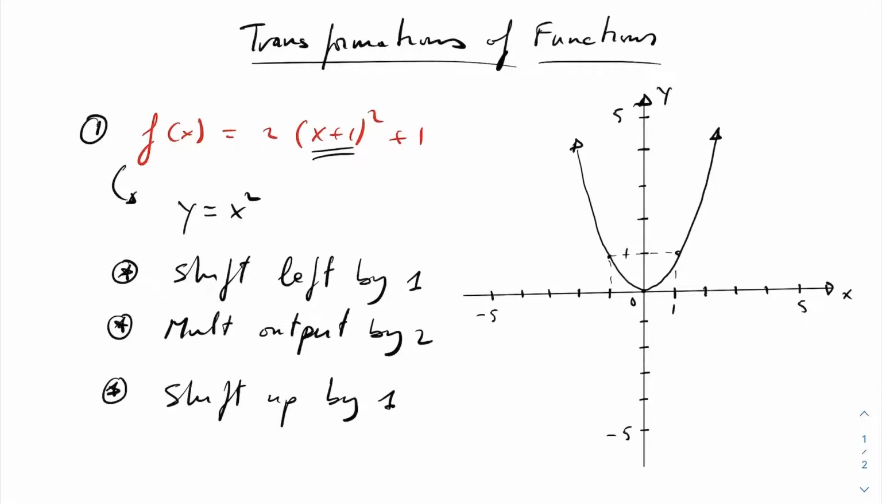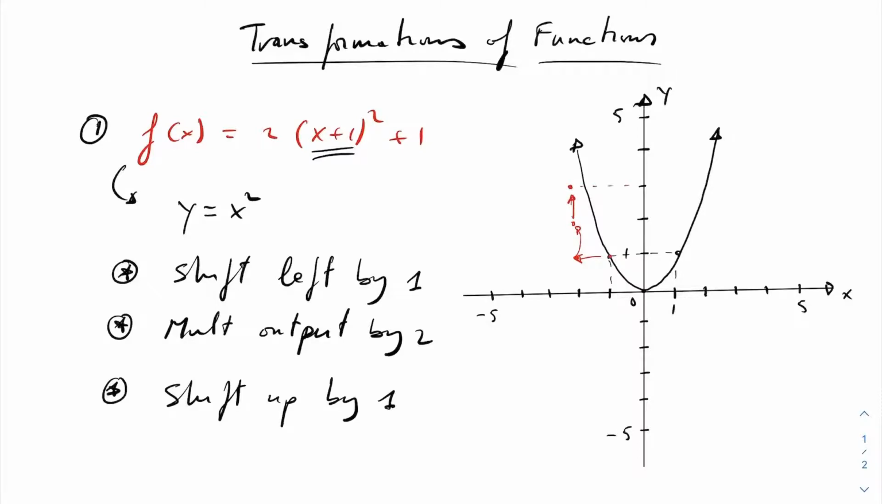The first one here, the point (negative 1, 1): the first thing we do is shift it to the left by 1. So we're going to get the point (negative 2, 1). Then the output y is going to be multiplied by 2, giving us the point (negative 2, 2). And then finally, we're going to have a shift up by 1, giving us the point (negative 2, 3).